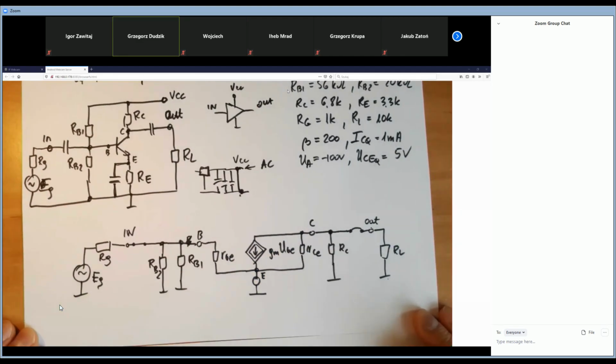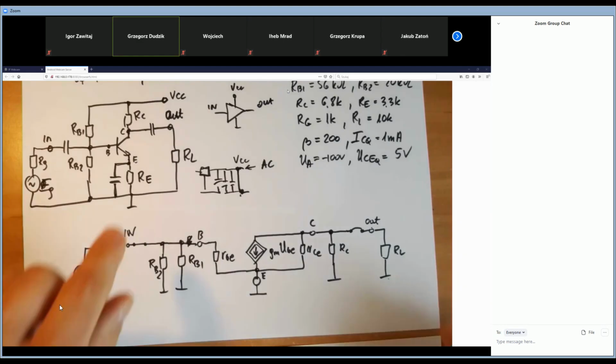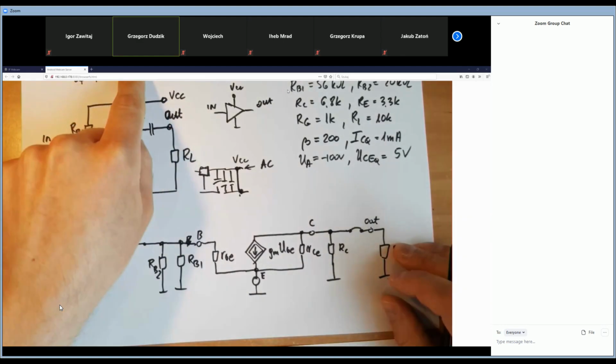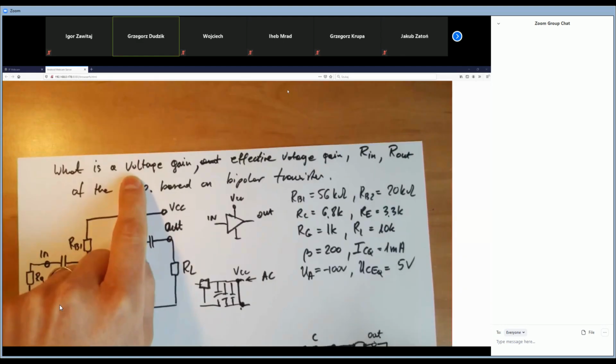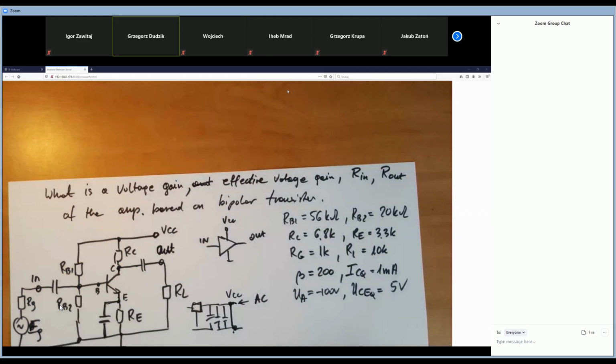So one thing here, because we have to find the voltage gain and the effective voltage gain. What does it mean?